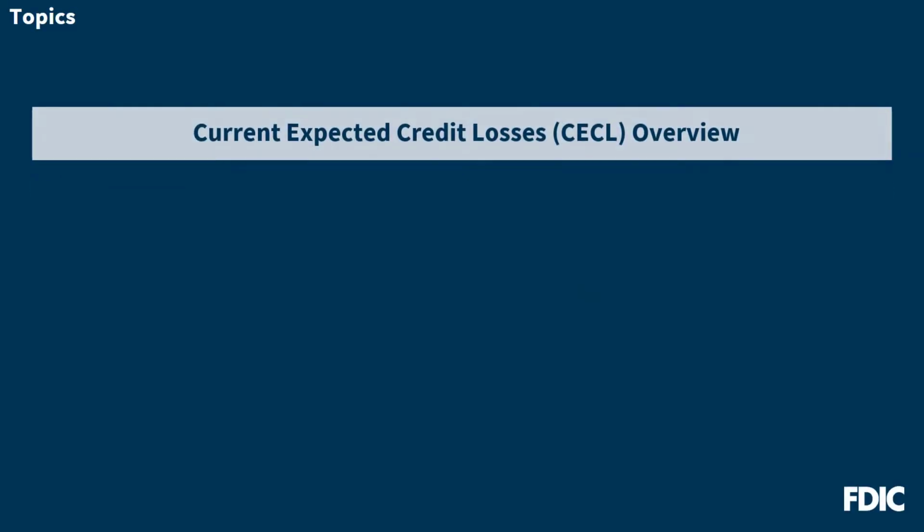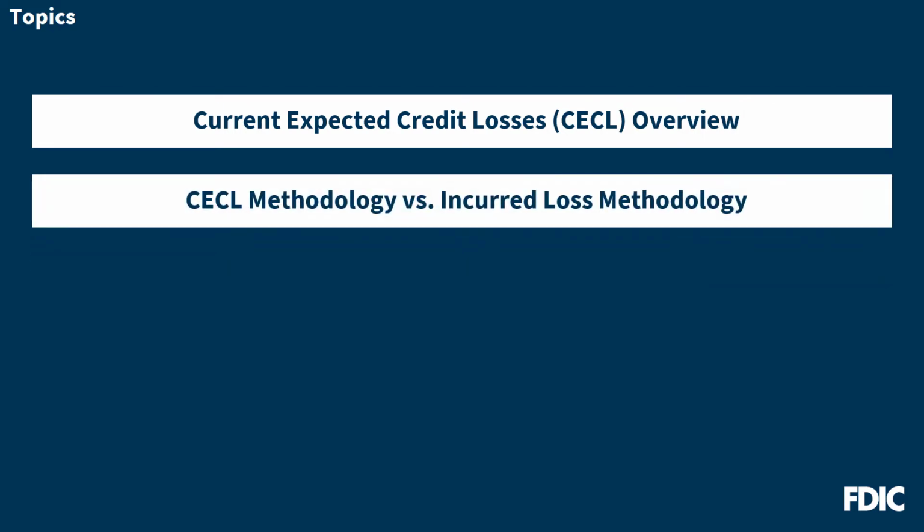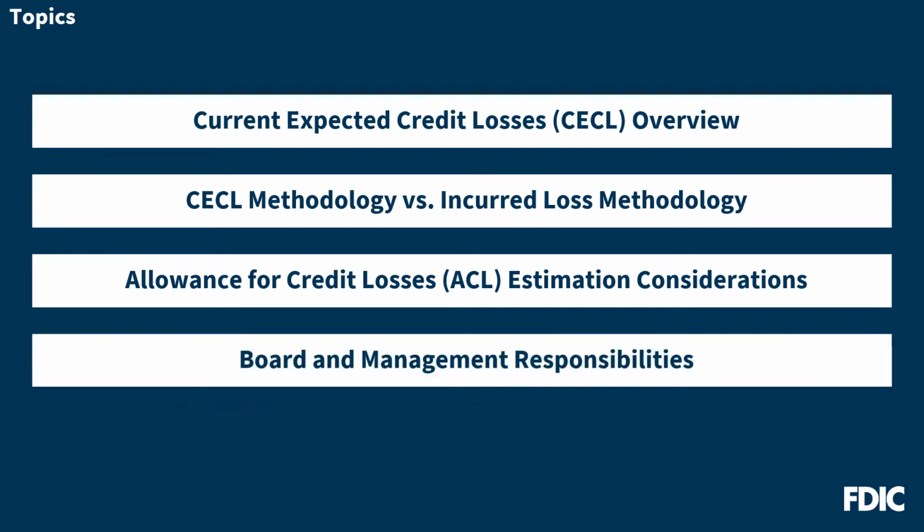In this video, we'll provide an overview of CECL. We'll compare the CECL methodology to the incurred loss methodology that was previously used to determine a bank's allowance for loan and lease losses, or ALLL. We'll talk about items to consider when estimating a bank's ACL, including methods bank management can use. Finally, we'll briefly review the board and management's responsibilities pertaining to CECL and the calculation of the ACL.